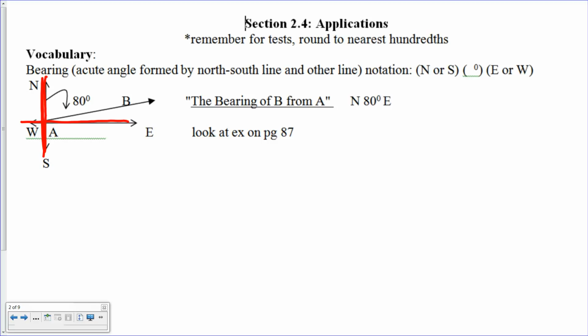Notice the terminology on here. It says the bearing of B from A. Of B is always going to be where your object is. From A is going to be where the, let's say, the origin is. So you're always going to have an origin, and you're always going to have an object out from the origin. One way to remember: of is out from the origin, and from is at the origin.